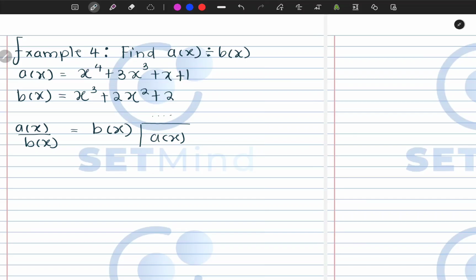Okay, so let's go ahead and do exactly that. So when we divide, our b of x will be here. So we have x cubed plus 2x squared plus 2. Then our a of x, we put it here.